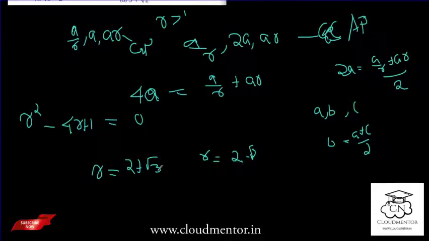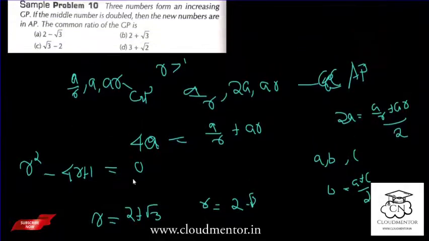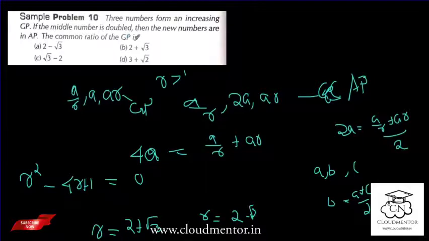Yes. So here R equals 2 plus root 3. Let's look at the options. 2 plus root 3, so option B is the right answer. Option B is the right answer.